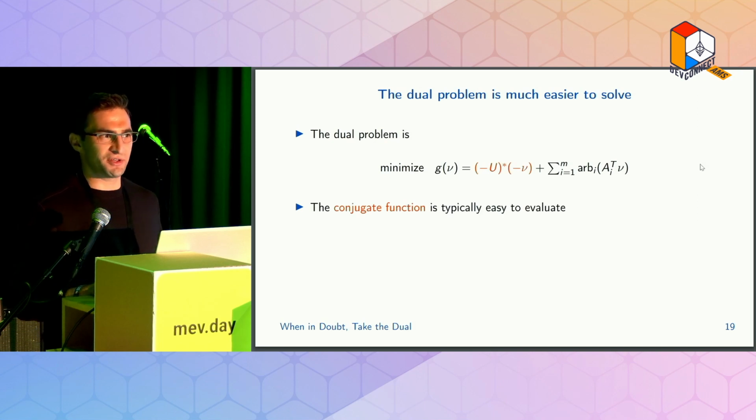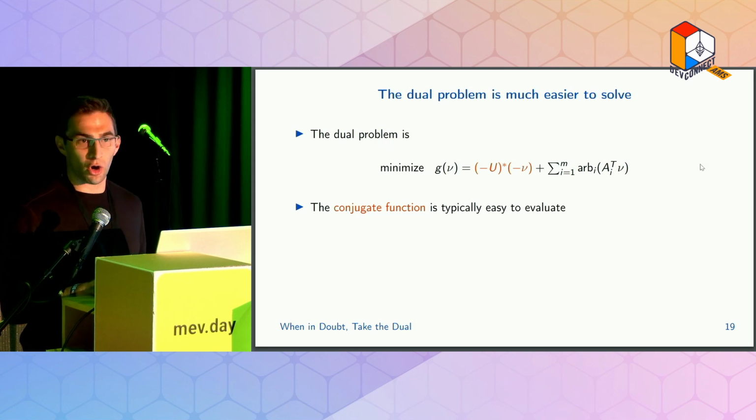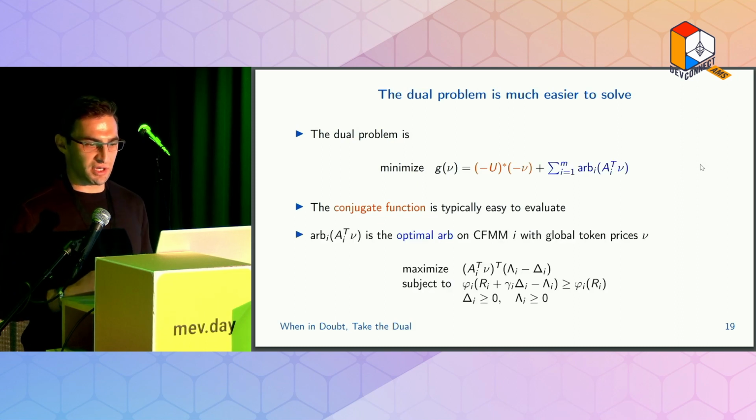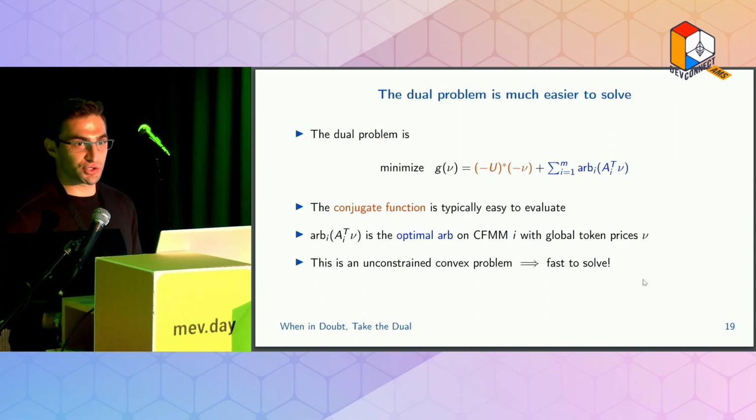The conjugate function is something that you don't really need to worry about. It's typically easy to evaluate. For swaps and for arbitrage, it's essentially a closed form thing, so it's not that bad. In addition, arb_I is just the optimal arbitrage on CFMM I with some known global token prices. So these can be done completely in parallel from each other, and the optimal arb problem is just this thing down here, where we're maximizing the amount that we get out of this CFMM subject to our token prices and the trading constraints. Because this is an unconstrained convex problem, and in addition, this variable is only a vector of size n, it's quite fast to solve.